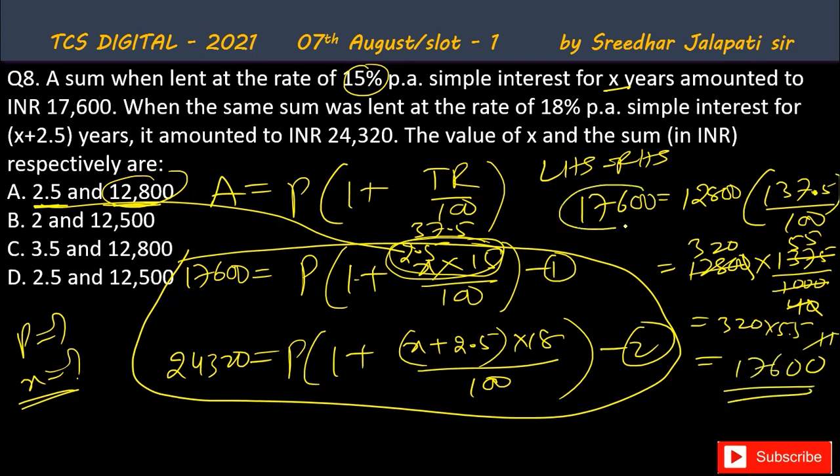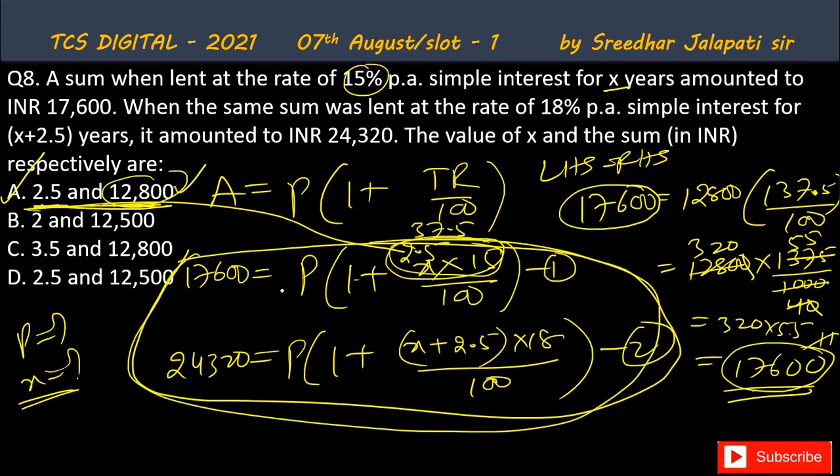So left hand side is 17,600, right hand side is also 17,600, and this we got by substituting first option. So luckily first option itself satisfied, therefore that is the answer. I've gone for options method, but as I said, if you don't like this options method, then solve these two equations to find both P and X. Two linear equations in two variables. By the way, answer is option A.